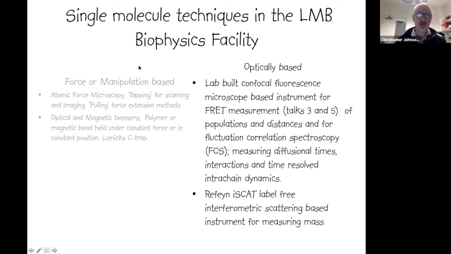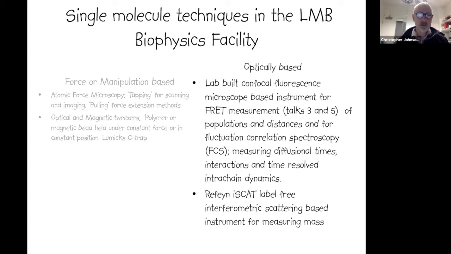And there's a whole group of single molecule techniques that are based around force or manipulation. Atomic force microscopy uses a probe which you either tap or drag across your sample of interest and monitor the deflection of this probe. You can also use them in pulling mode. We actually have an atomic force microscope which is set up for biological measurements under liquid in the LMB, but I'm not going to talk about that. If you have any interest in that, you should talk to Nick Barry, as it's part of the imaging facility.